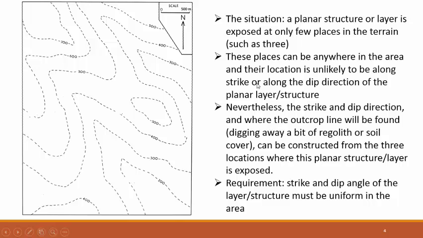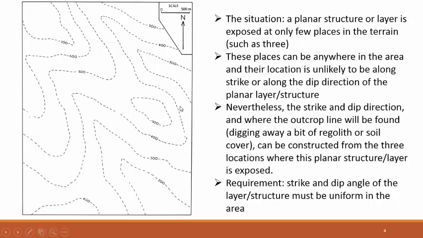And certainly it is very unlikely that these positions where exposure is provided by erosion or by other processes are just along strike or along the dip direction of such a planar layer or structure. So you can assume wherever your geology is exposed enough to see such a structural contour, that can be a random distribution of such 3 points.